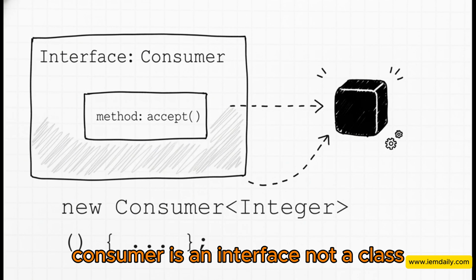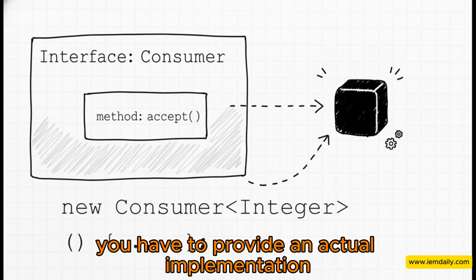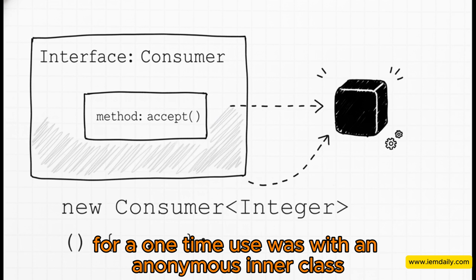Now here's the thing. Consumer is an interface, not a class. You can't just create a new one directly. You have to provide an actual implementation. Before Lambdas, a super common way to do this for a one-time use was with an anonymous inner class.